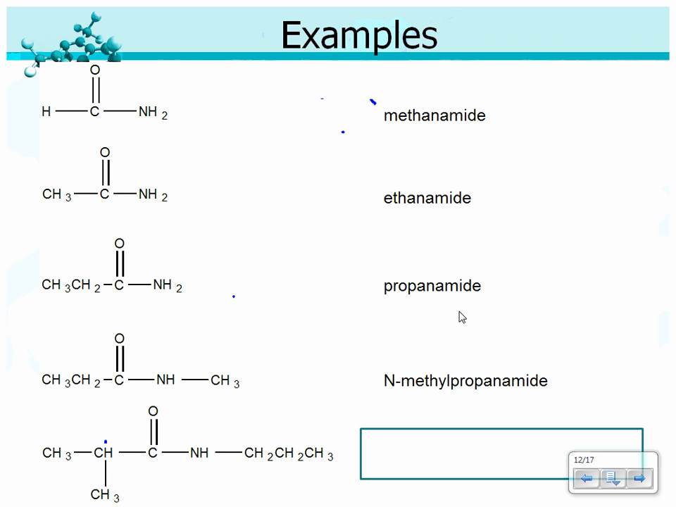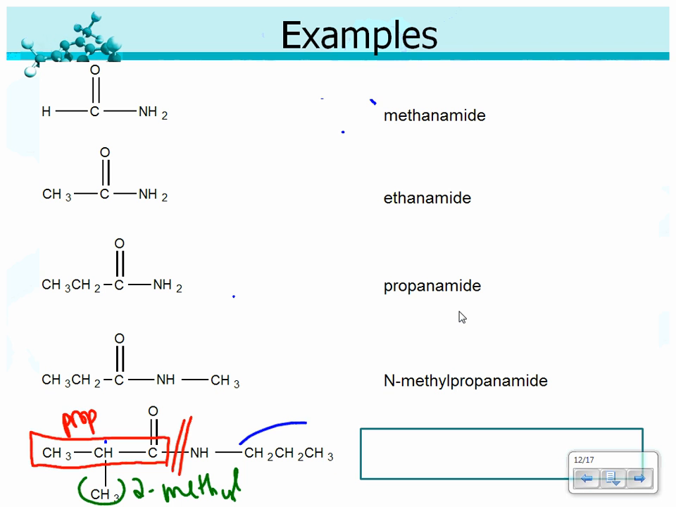Last one here. This one's a little bit tricky. Again, you're going to break the bond here. This is your parent acid. So again, it's going to be a propanamide. We're going to change the ending of propanoic acid to the ending has to be amide. We have a branch on here. It's on the second carbon, so that'll be a 2-methyl. And then we also have another propyl group attached to the N. So it's going to be N-propyl.